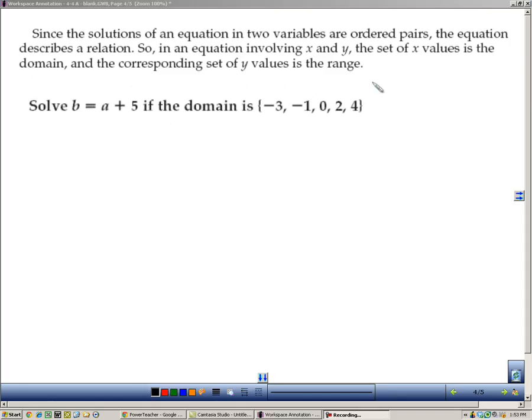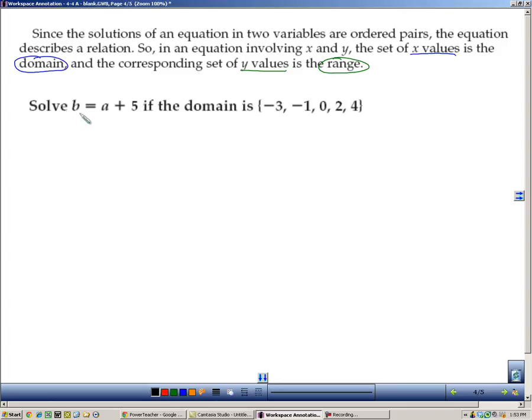This paragraph represents an extension of this relation idea. We've already talked about how an equation with two variables forms a relation. But I want to extend that to something else that we've learned in the past. Because ordered pairs involve an x and a y, the x value represents what we've called in the past the domain, and the y value represents what we've called the range. All of the y values are the range, all of the x values are the domain. Now, why is that important?